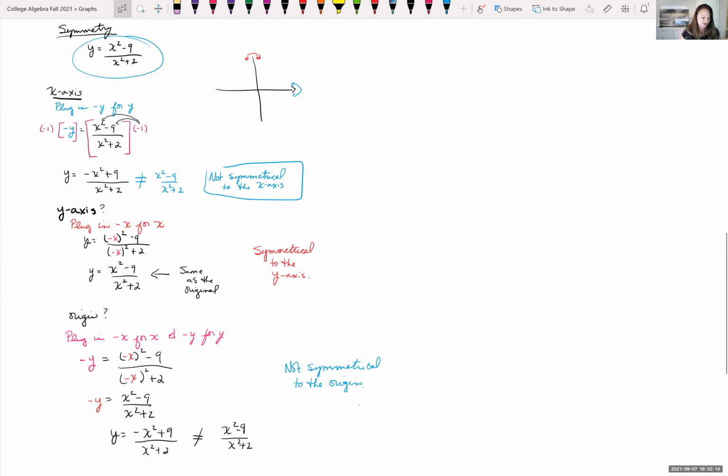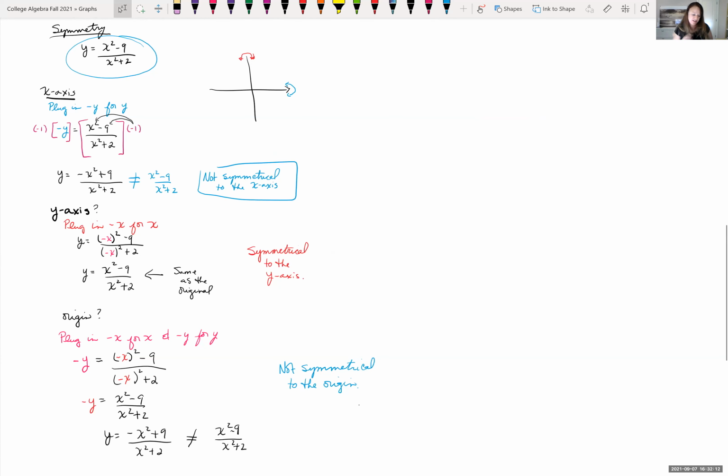Okay, so we were able to test for symmetry and found that it was symmetrical with the y-axis, but not the origin or the x-axis. And we were able to find the intercepts of that graph.